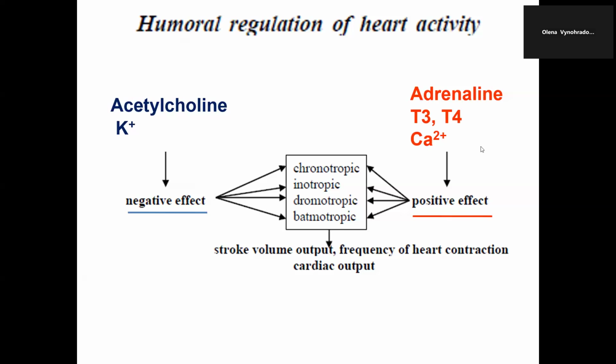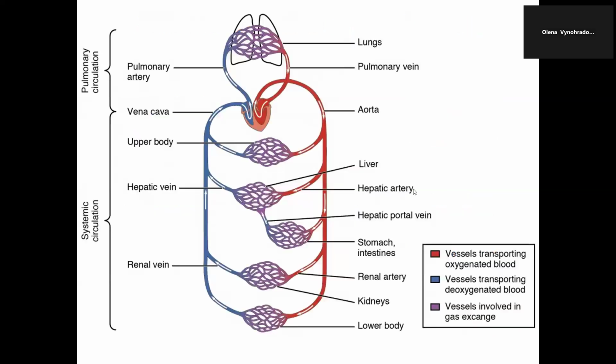T3, T4, I would like to remind you that these thyroid hormones do not have a direct effect on the heart muscle, but they increase production of adrenergic receptors, and sensitivity to epinephrine and norepinephrine of the heart muscle is increased. That's why the work of the heart will also be increased.